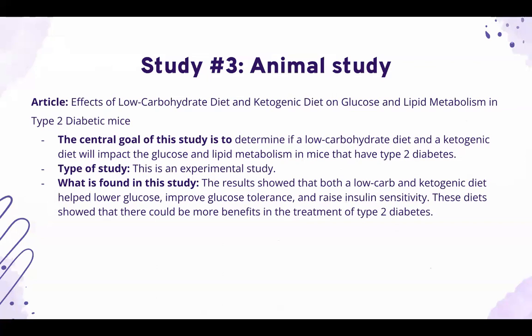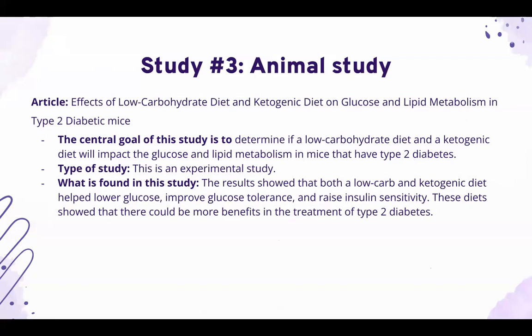The results from this study: there was reduced blood glucose observed in both the low-carb and keto diets. There was an improvement in glucose tolerance and insulin sensitivity. The keto diet decreased liver glycogen content and promoted gluconeogenesis. The keto diet increased lipid oxidation and reduced lipogenesis. Hepatic lipid content increased. The low-carb diet reduced triglycerides and markers of liver damage.